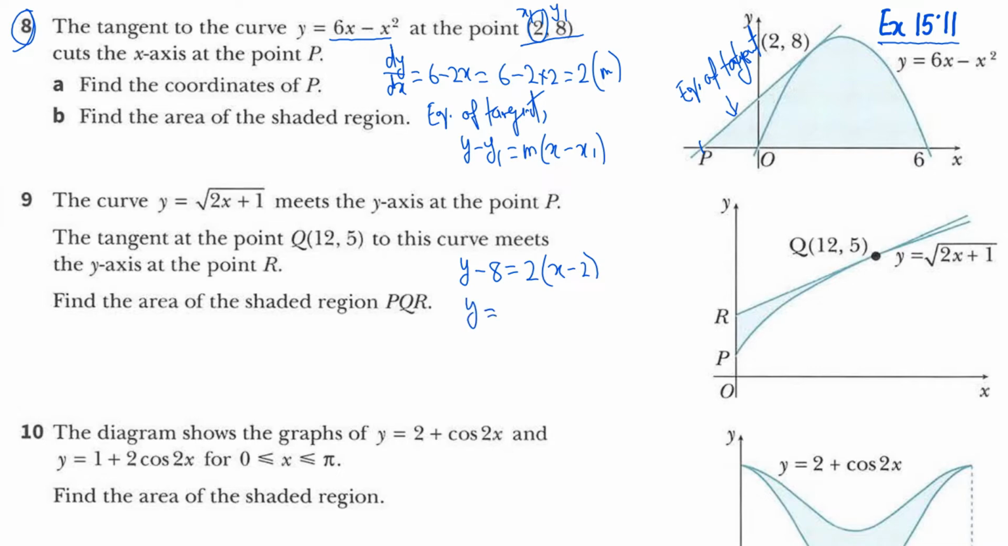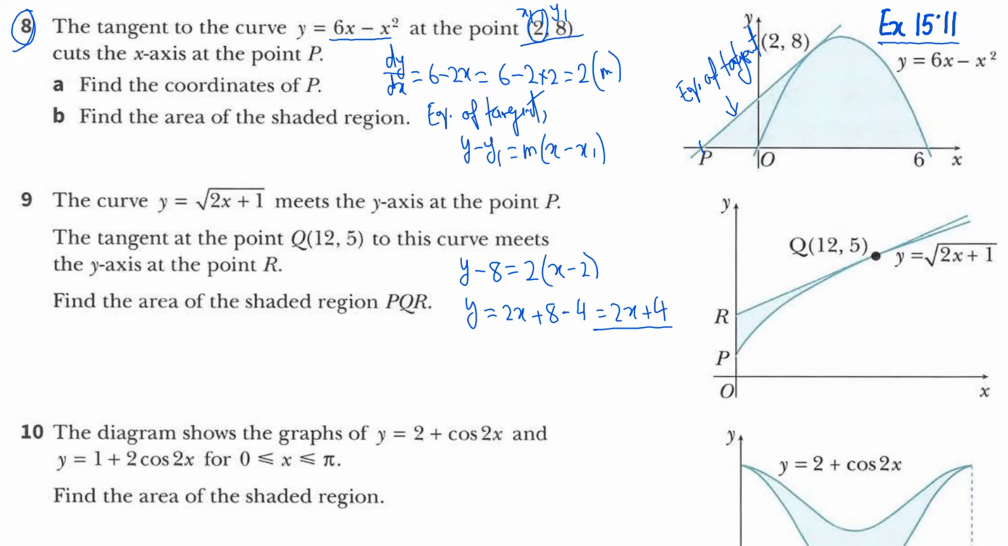We can simplify more, which is 2x minus 4 plus 8, and it gives us 2x plus 4. So this is our equation of the tangent, and this line intersects at the point P.